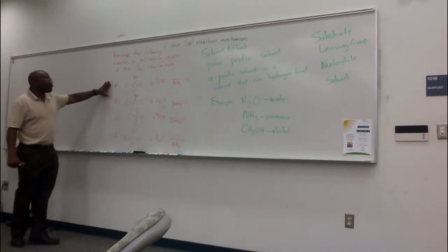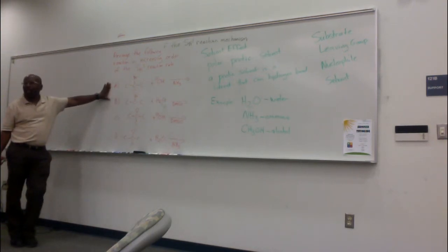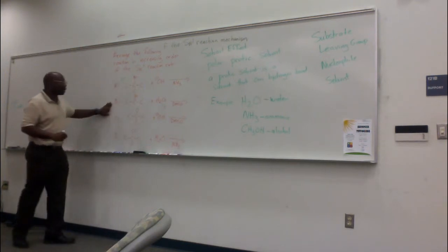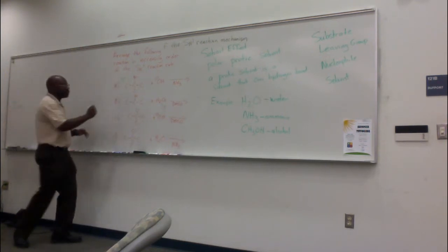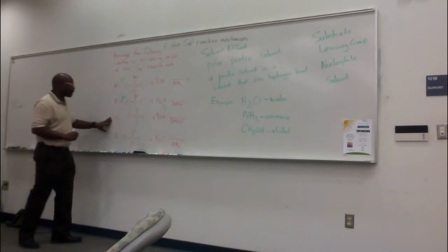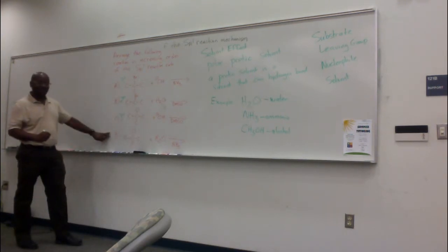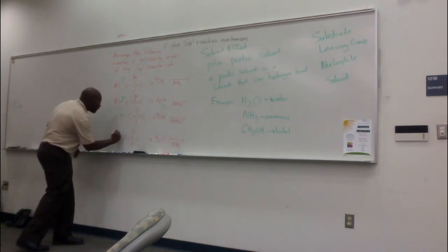The first thing we're going to do is determine what degree alkyl halide we're dealing with. What degree alkyl halide is molecule A? Third degree. Molecule B? 2. Molecule C? And molecule D? 3 degree.